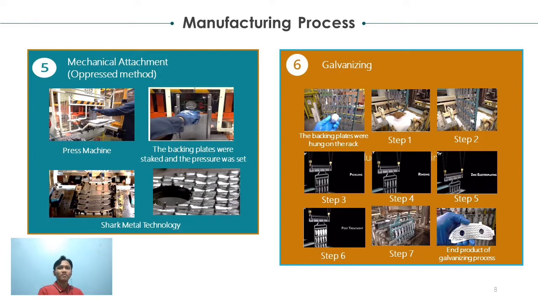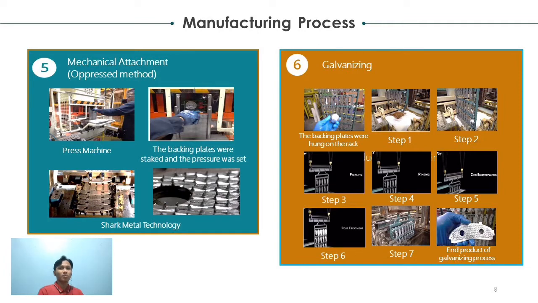Next is the galvanizing. The backing plate will hang on the rack before coating with zinc to prevent it from rusting. So here the process is, the rack of backing plates is dipped into the heated water and sodium hydroxide bath to remove grease from the surface.